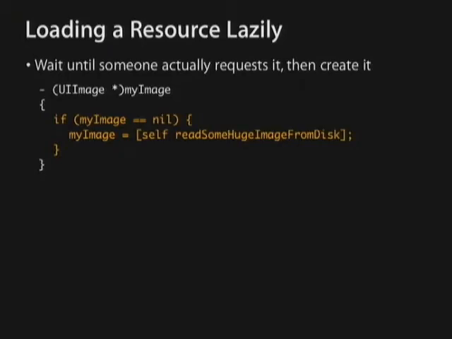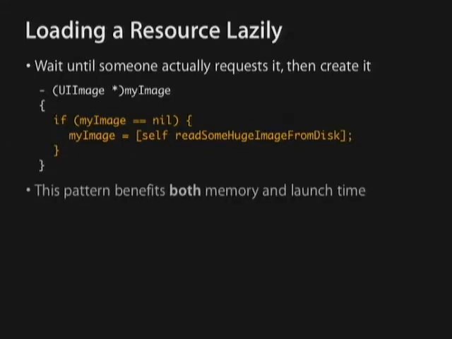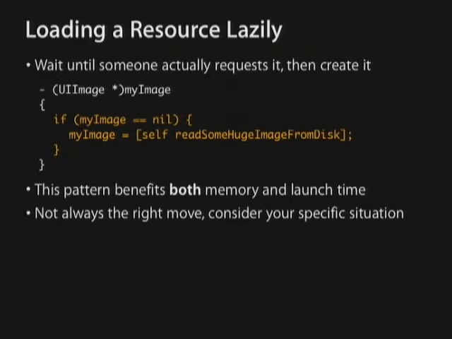So if you have an instance variable on your view controller, on your class called myImage, and that has not been loaded yet, you do this in your getter. You check to see if it's nil. If it's nil, it's never been loaded. So then you go and you read it at that time. And you can see the advantage of this is that only when you need it does it show up. Good for memory and launch time.